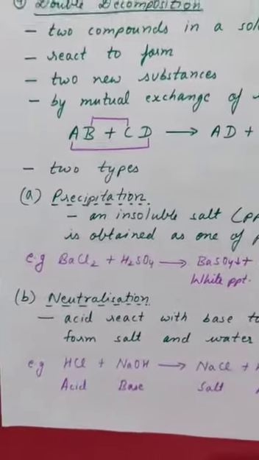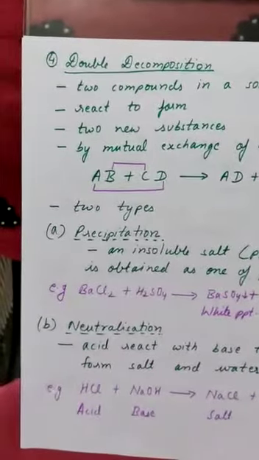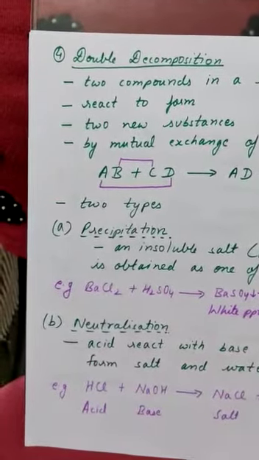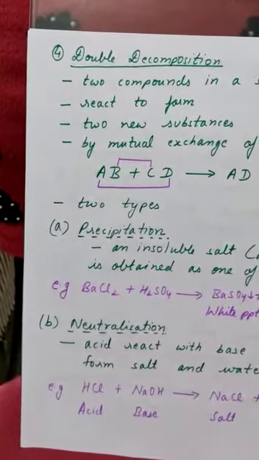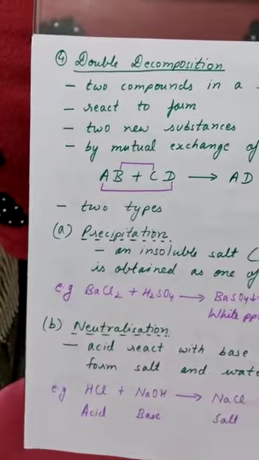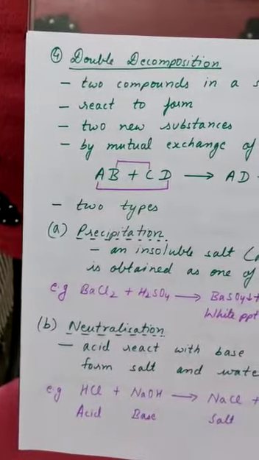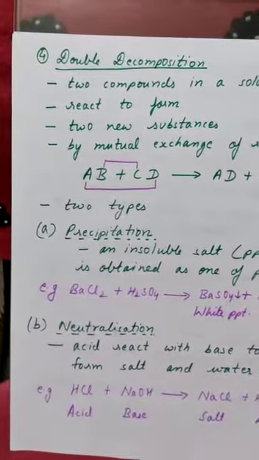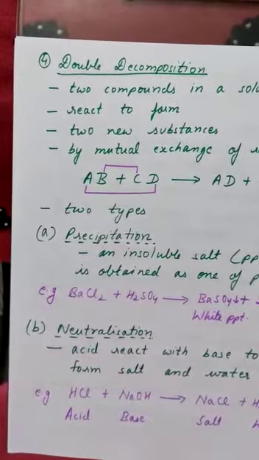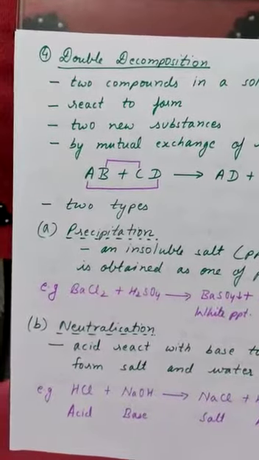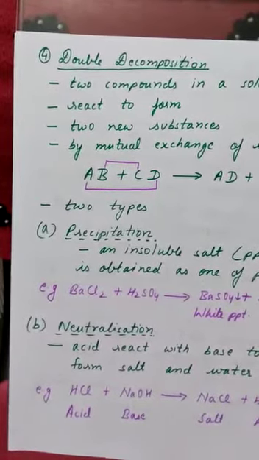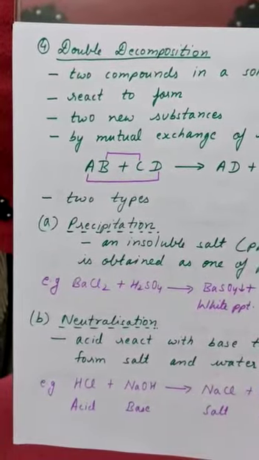So students, these are the different types of chemical reaction. First is direct combination, second is decomposition, third is displacement, and fourth is double decomposition, which is further of two types, that is precipitation and neutralization.